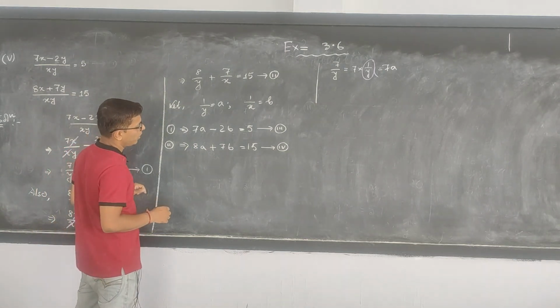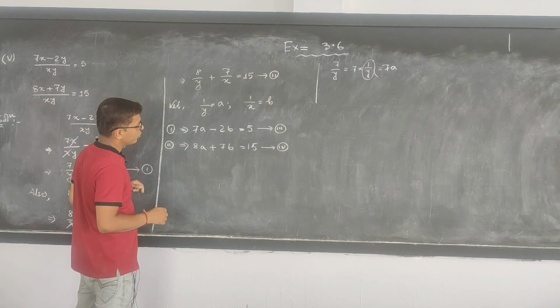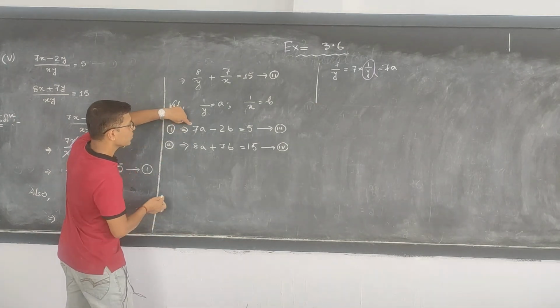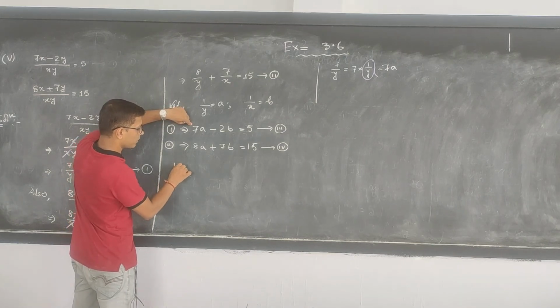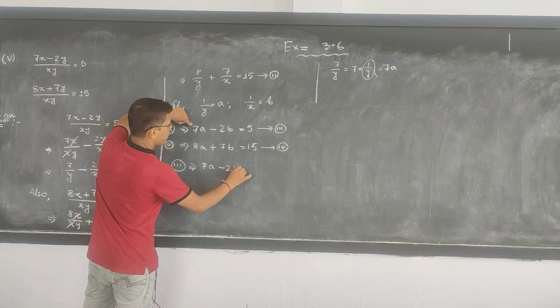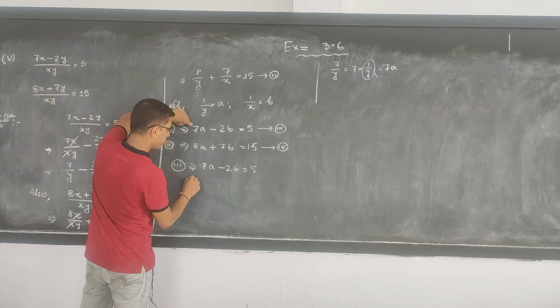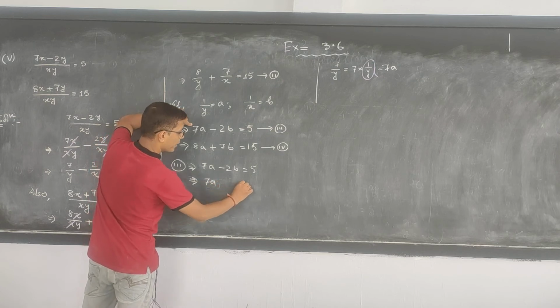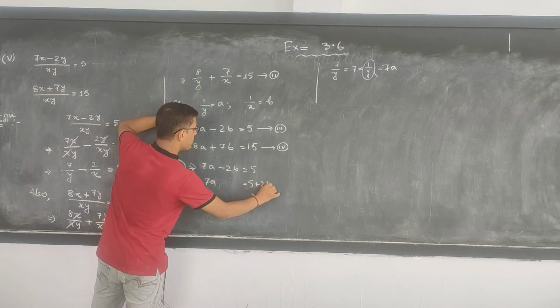Which method would you like to do? Substitution will be easier, I think. So let us substitute in equation 3: 7a minus twice b equals 5. We have twice b, let us shift it to that side. So 7a will be equal to 5 plus twice b.